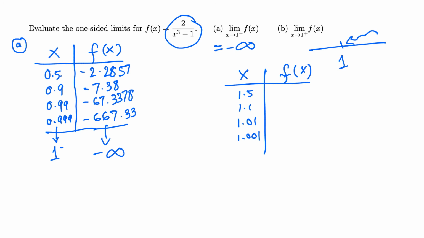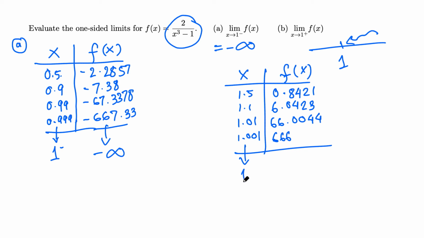For 1.5, we're going to get 0.8421. For 1.1, 6.0423. For 1.01, 66.0044. And for this 1.001, 666.00666. We designed these numbers approaching 1 from the right side.